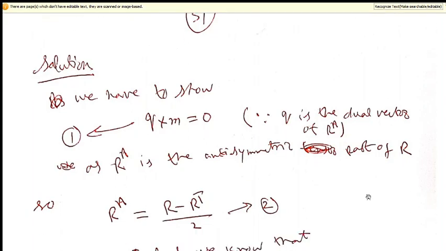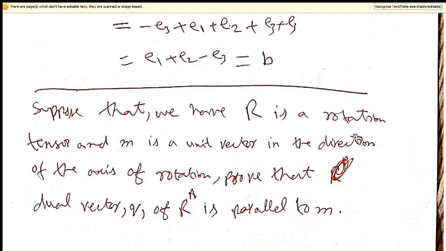Solution, proof, whatever. Now what we have to show is Q cross M equals to 0. We are calling this equation number 1, because Q is the dual vector of RA. As we see in our problem, we are denoting Q as the dual vector of RA.